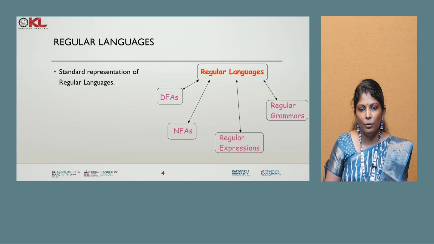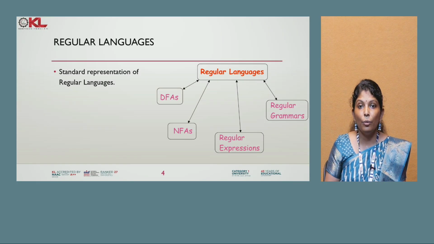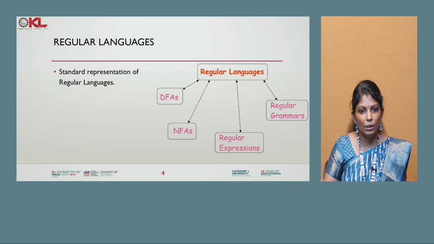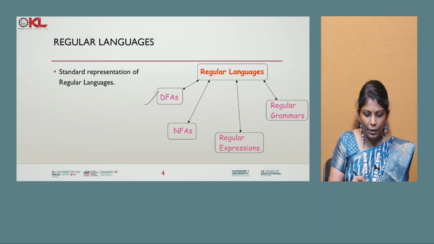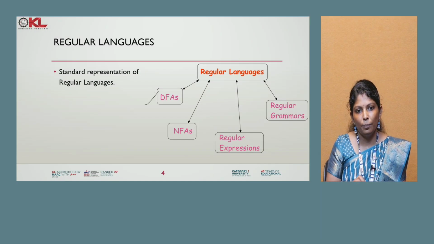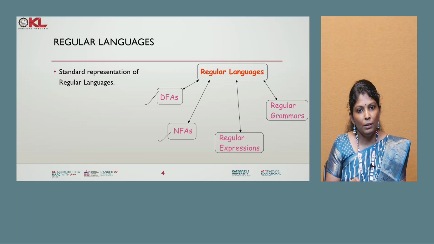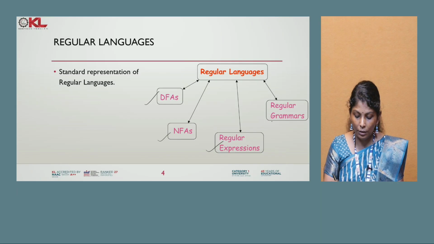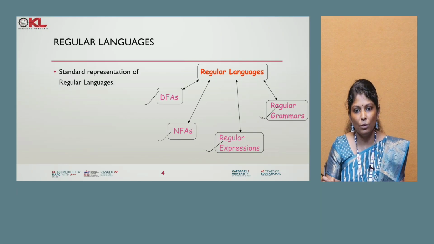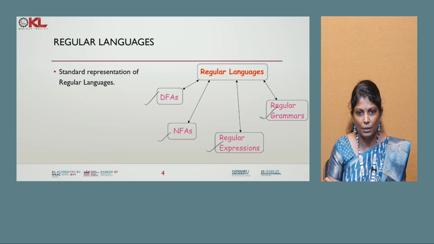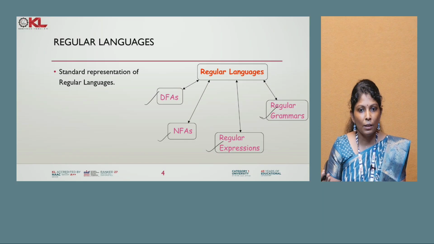Now the regular languages can be represented in four different ways. One is using deterministic finite automata. Another way is by defining non-deterministic finite automata. Then regular languages can also be represented with regular expressions and also with regular grammars. So these are the four different ways to represent a regular language.